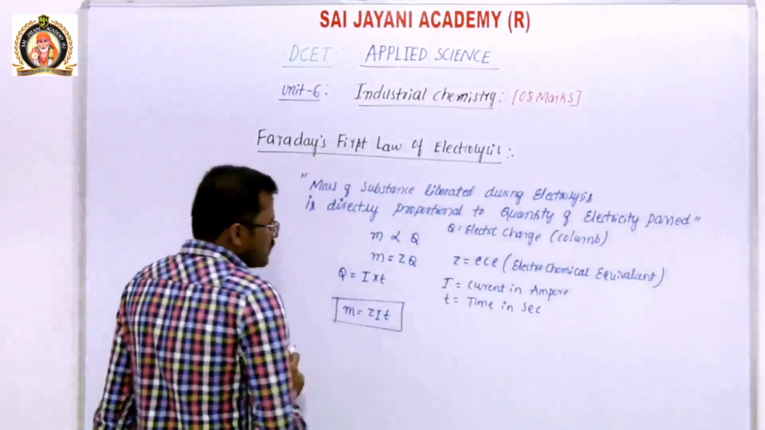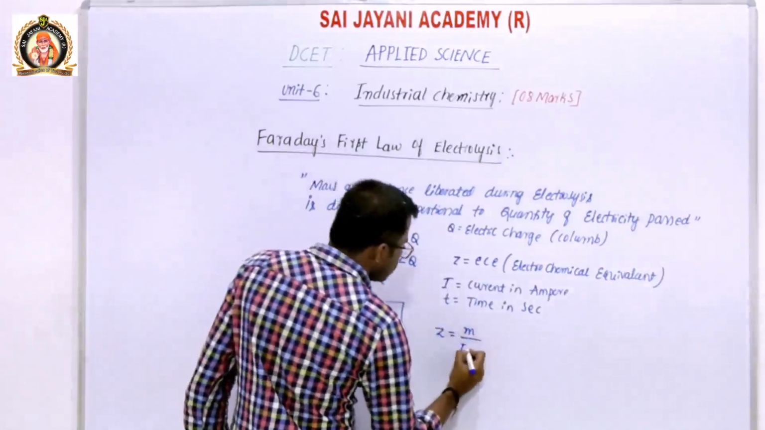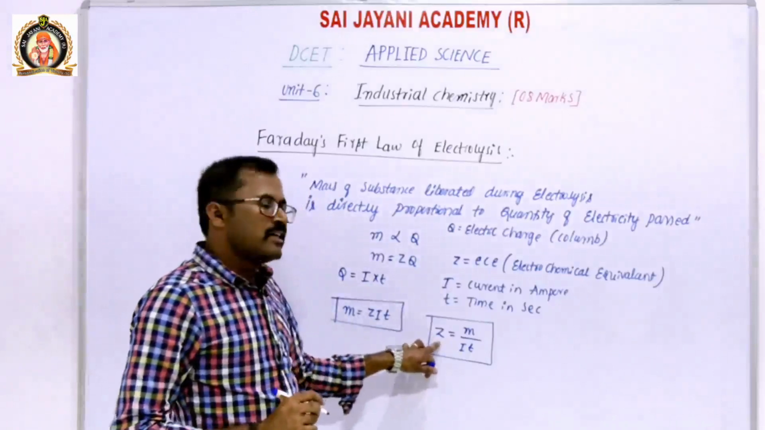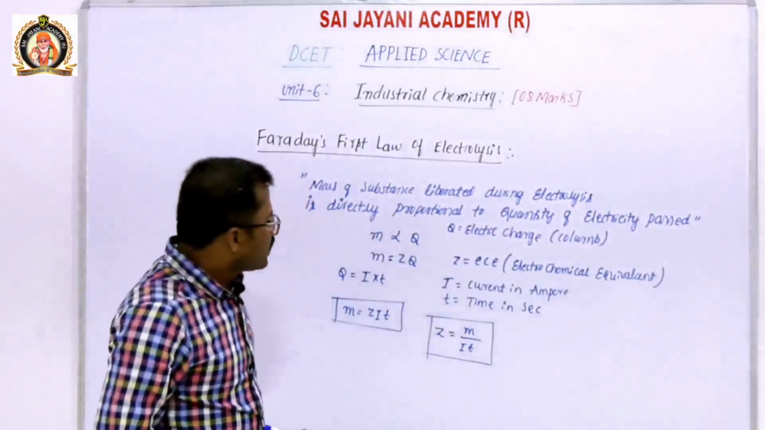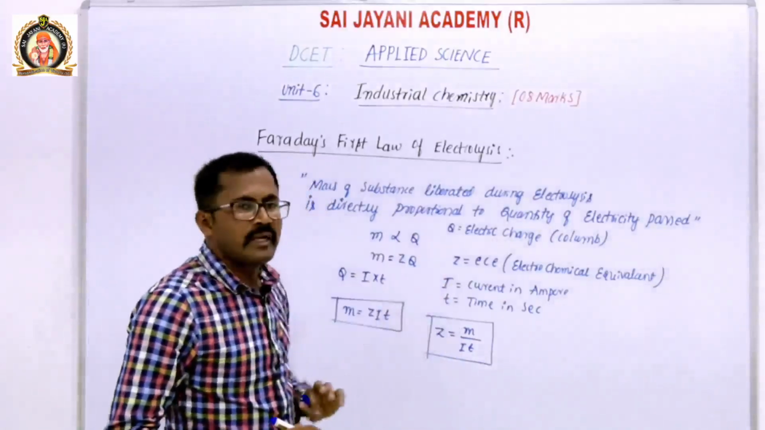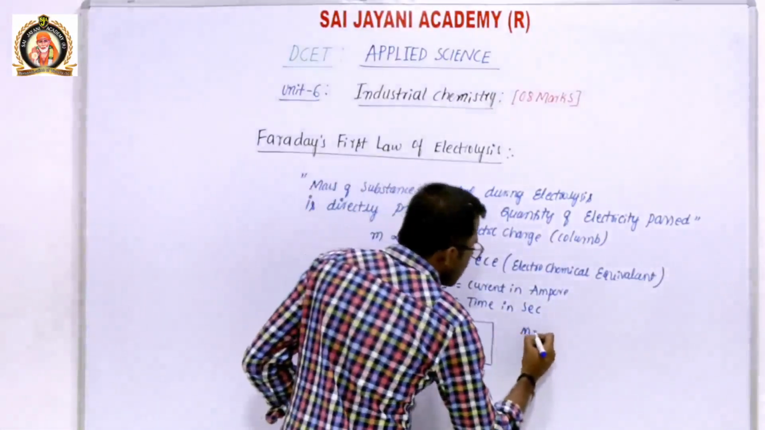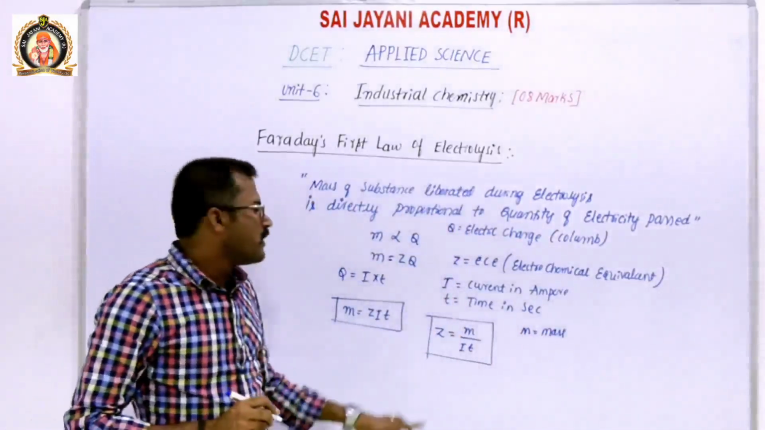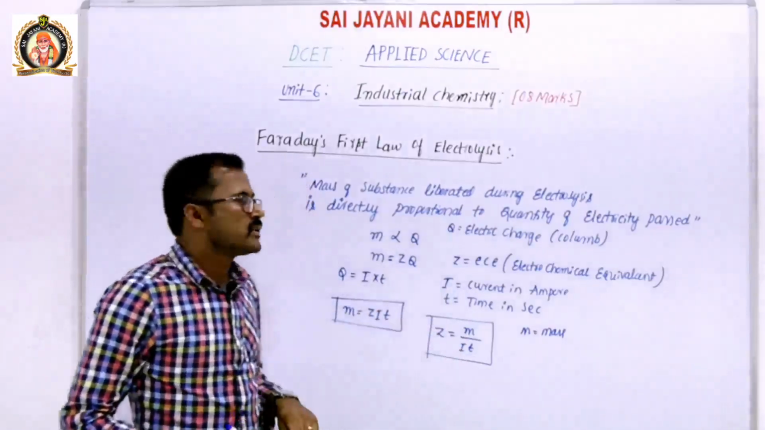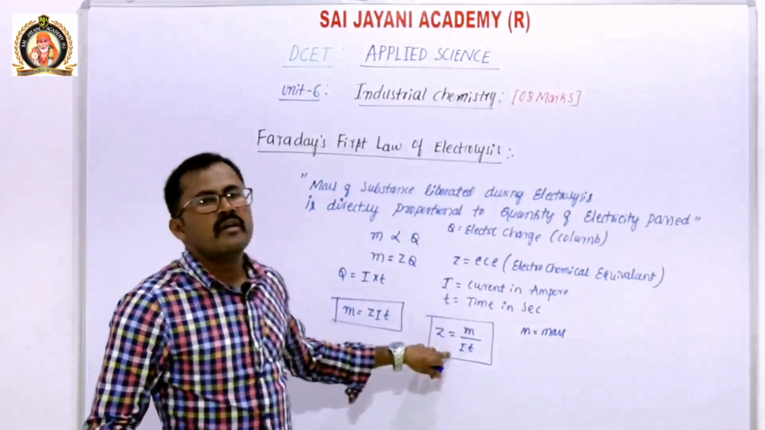By this equation we can write that z is equal to m divided by I into t. So the formula to find the electrochemical equivalent of a substance is z equal to m divided by I and t. Electrochemical equivalent is defined as the ratio of the mass of a substance liberated during electrolysis to the product of current and time, where m is the mass, I is the current, and t is the time.